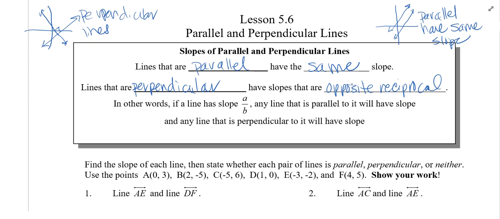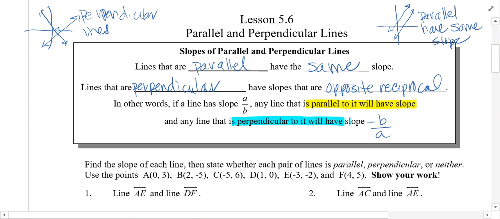In other words, if a line has a slope a over b, any line that is parallel to it will have the same slope. Again, the same slope. Any line that is perpendicular to it will have the slope negative b over a. So the perpendicular will have the slope of negative b over a.